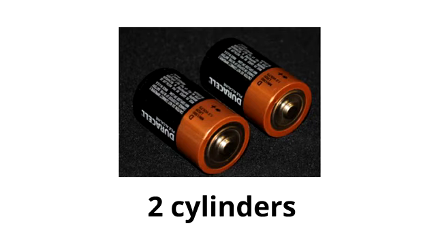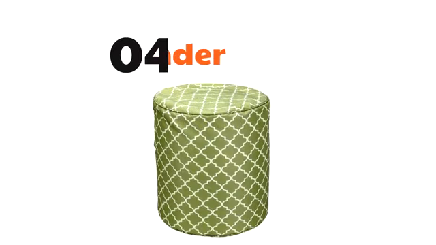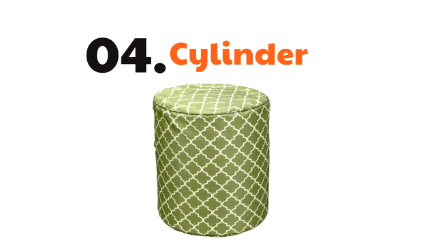A circle on the top, a circle on the bottom, and smooth all around. I mean, really, the cylinder is everywhere. Circle on the top, circle on the bottom, smooth all around. Cylinder, what in the world? Do you have to be everywhere, okay?